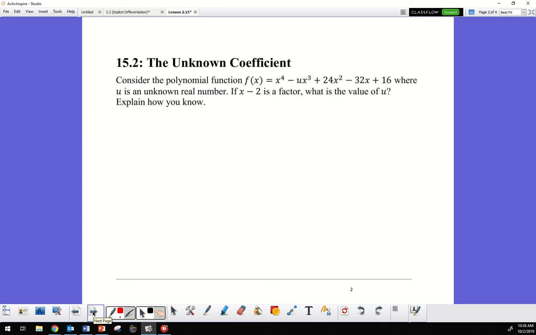Consider this polynomial function where you know that u is an unknown real number. If x minus 2 is a factor, what is the value of u? All right. If we know x minus 2 is a factor, what do we also know about that? What do we know about that?